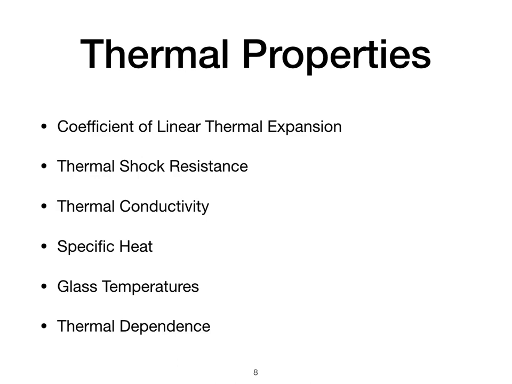Some of the thermal properties are the coefficient of linear thermal expansion. Coefficient of thermal expansion is a measure of how much volume changes as a material is heated or cooled. For isotropic amorphous materials such as glass that have small thermal expansion, the linear coefficient is accurately described by one-third of the coefficient of thermal expansion. So the coefficient of thermal expansion is proportional to the volume and the temperature.